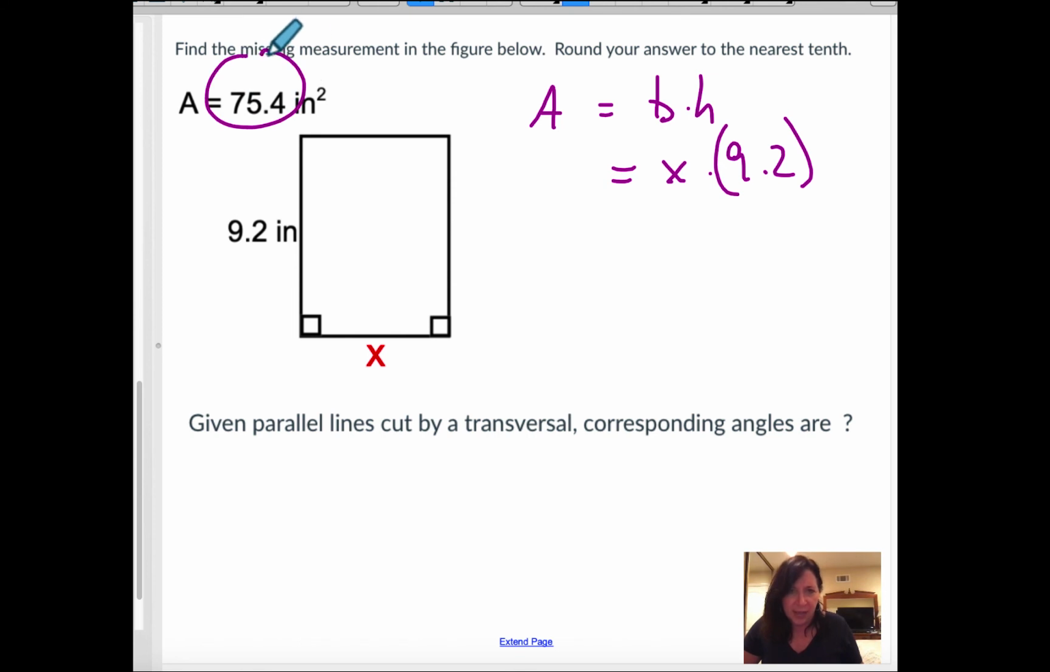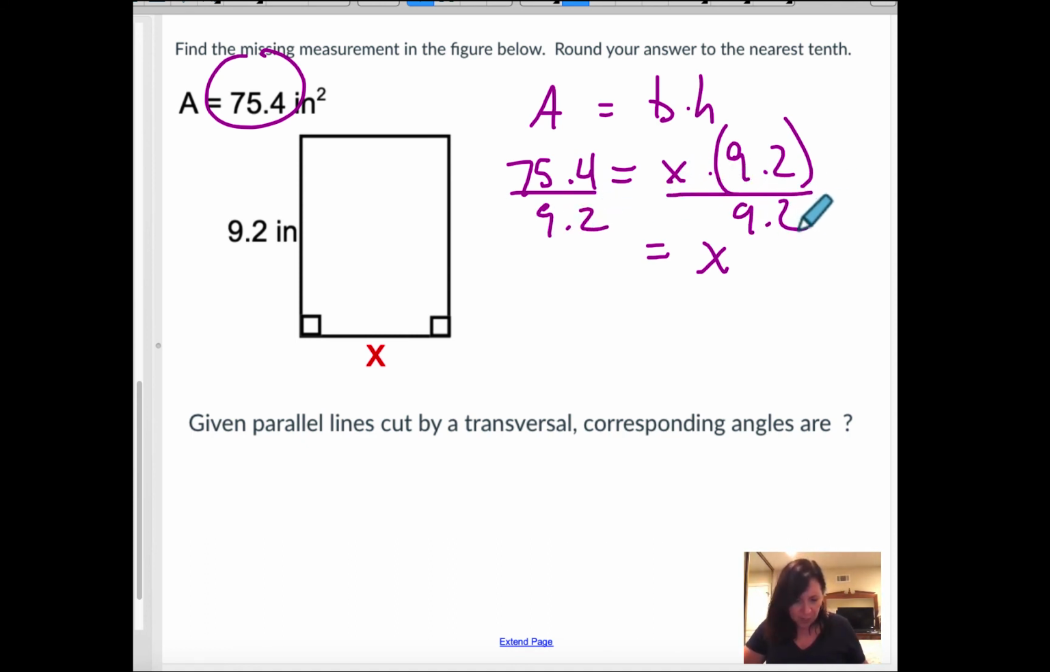Area is here. They gave me that value, 75.4. And so in order to find x, which happens to be my base, I'm going to divide both sides by 9.2. And in doing that, what do we get? We get 75.4 divided by 9.2. And that is approximately, oh, here we go.